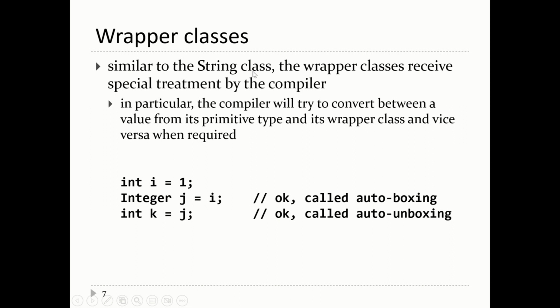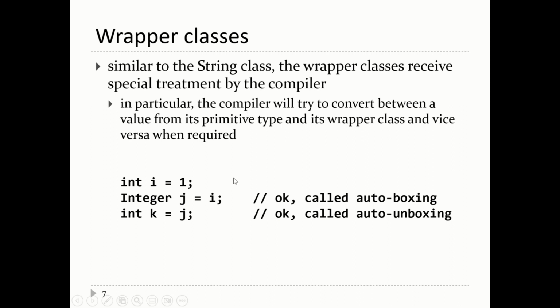Okay, now similar to String, the wrapper classes get special treatment by the compiler. So you can do things with the wrapper classes that you can't do with ordinary reference types. So here I've got an int i, so that's primitive. Its value is 1, so that's fine. That works, no problems. Now on the next line, I've got an Integer j, and I set its value to i. Now j, its type is Integer. It's not int. But because Integer is the wrapper type for int, the compiler will silently convert between the two when it needs to.